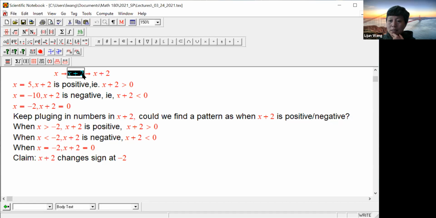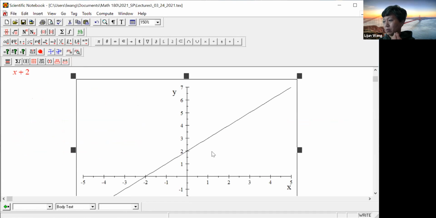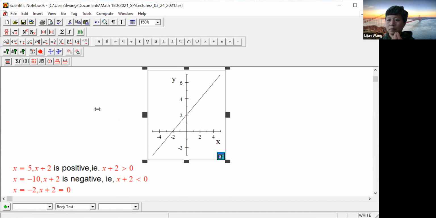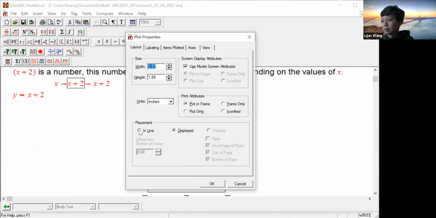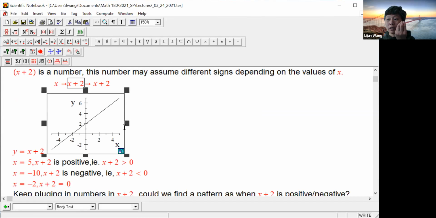We know functions, right? Every function corresponds to a picture, right? What would be the picture for x plus 2? This is the picture. We know that it's a straight line, right? We all know this picture. Why do I bring this picture? Because I want you to see visually.